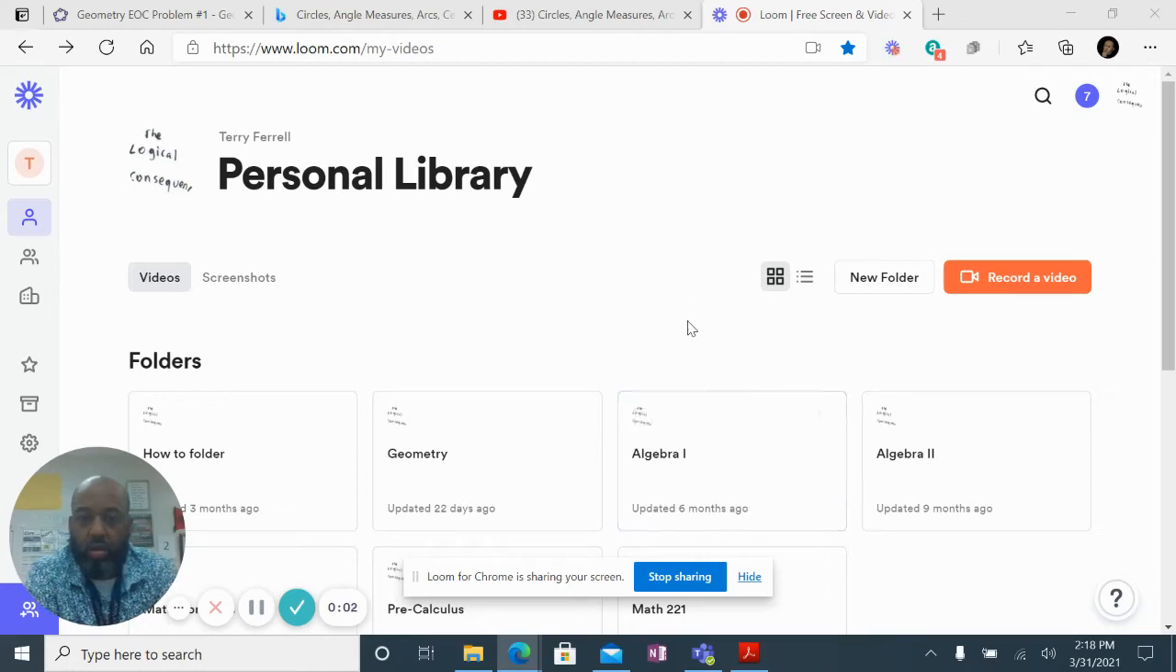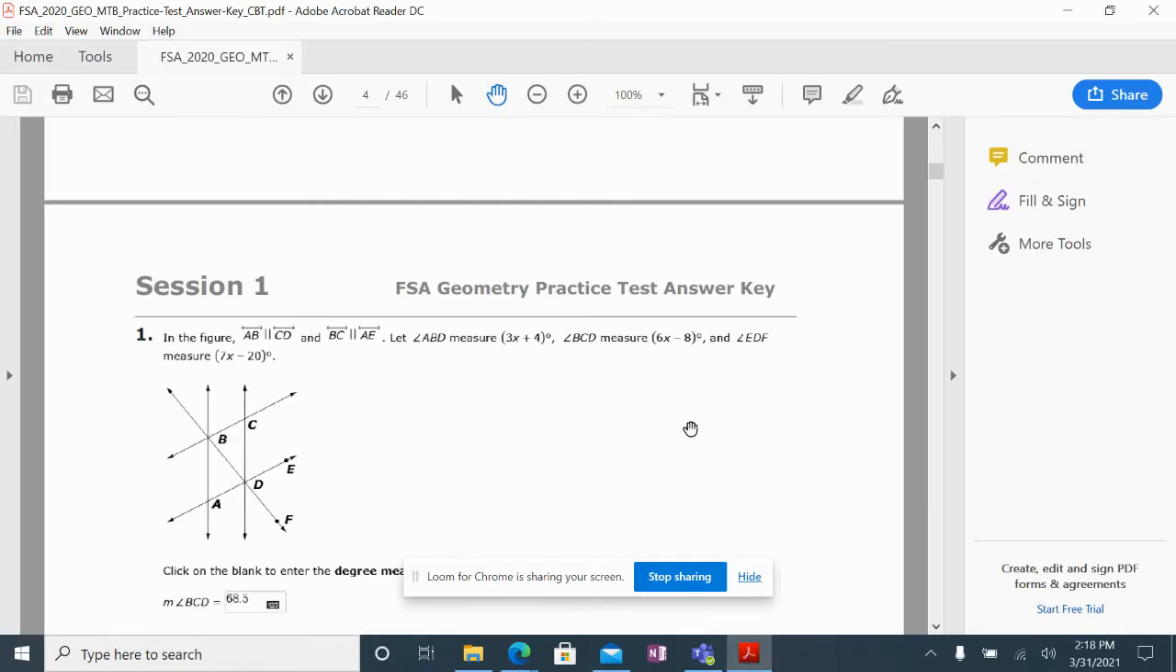Hey guys, let's look at a problem from the FSA, the first problem on your practice FSA for geometry. And when I first looked at this, I was really confused and I didn't know what to do.